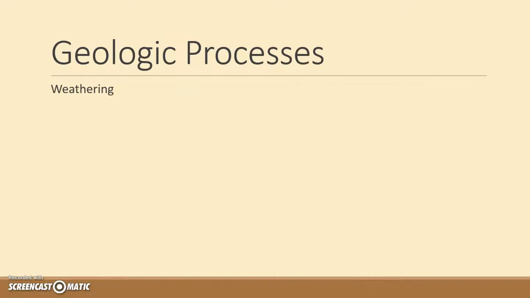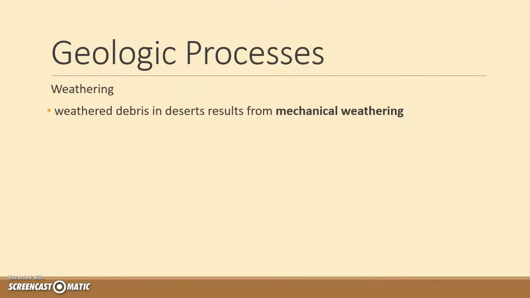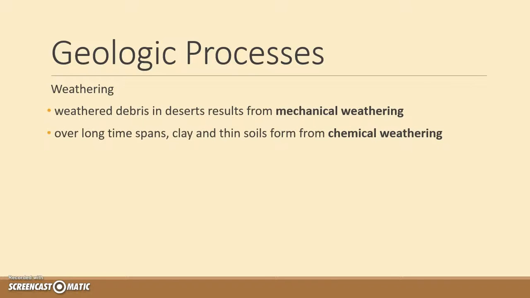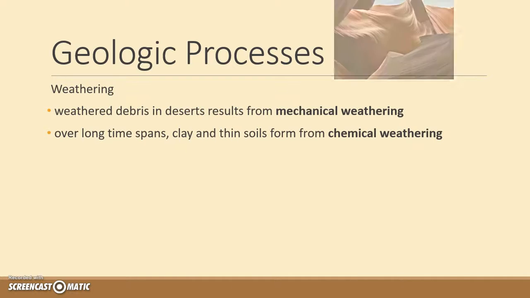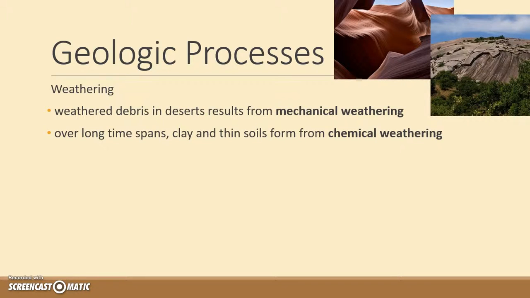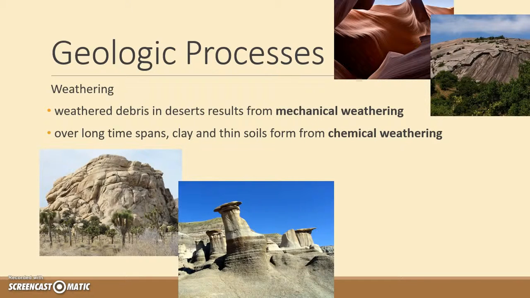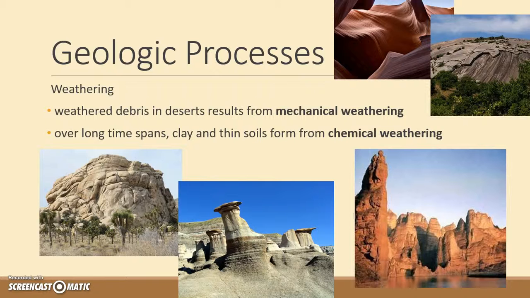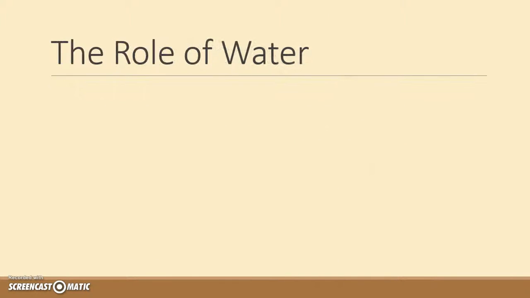There are some geologic processes that happen in the desert. There is weathering, of course. There is debris in the desert that comes from mechanical weathering. Over long time spans, you have clay and thin soils that form from chemical weathering. So there are both types of weathering here. You can see the different types of weathering from all of these different pictures.